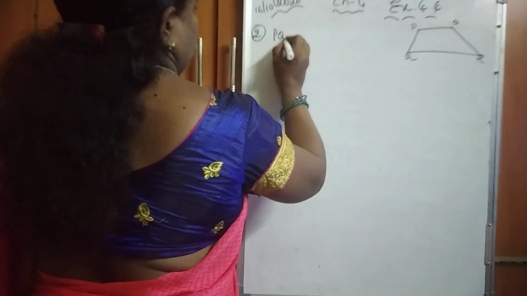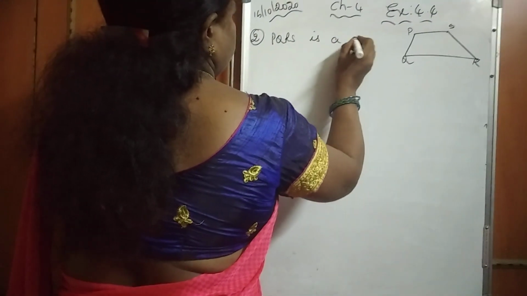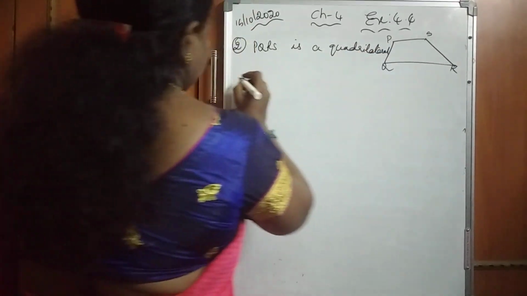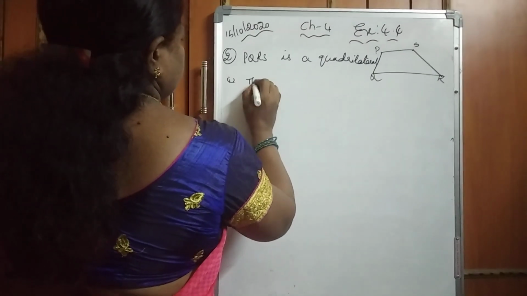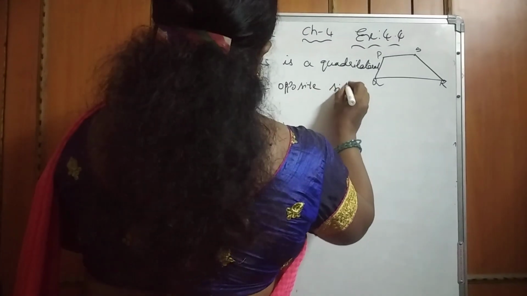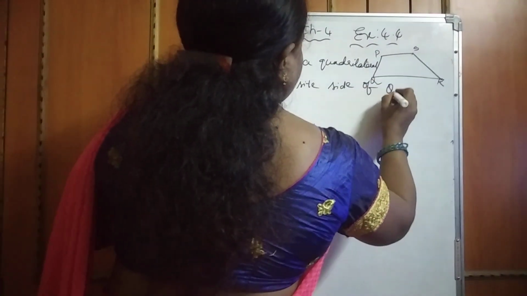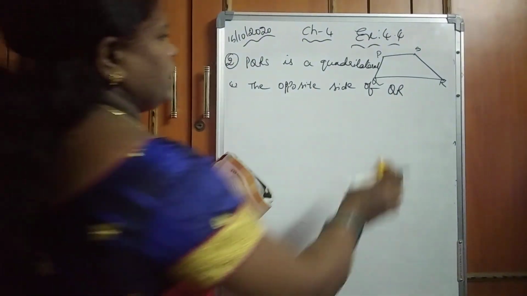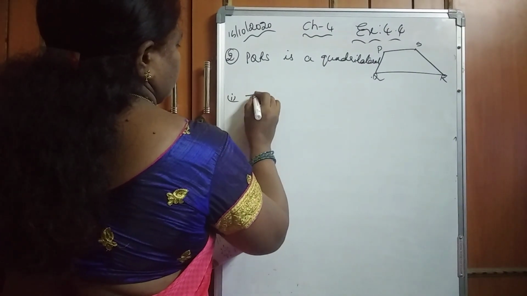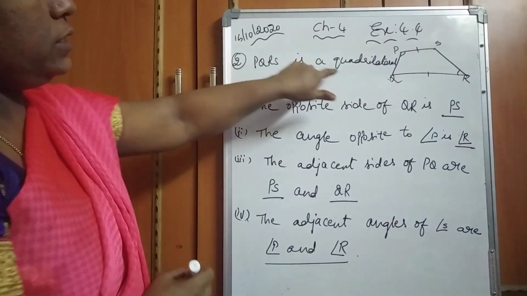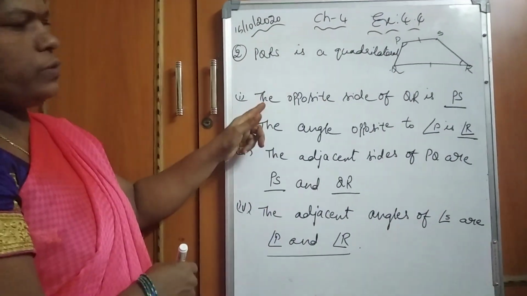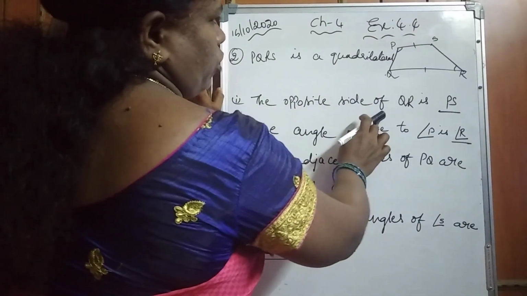Second one, PQRS is a quadrilateral. The first one is the opposite side of QR. What is opposite side of QR? So children, PQRS is a quadrilateral. Quadrilateral given. It is given already. You have to answer the questions. The questions given are the opposite side of QR.